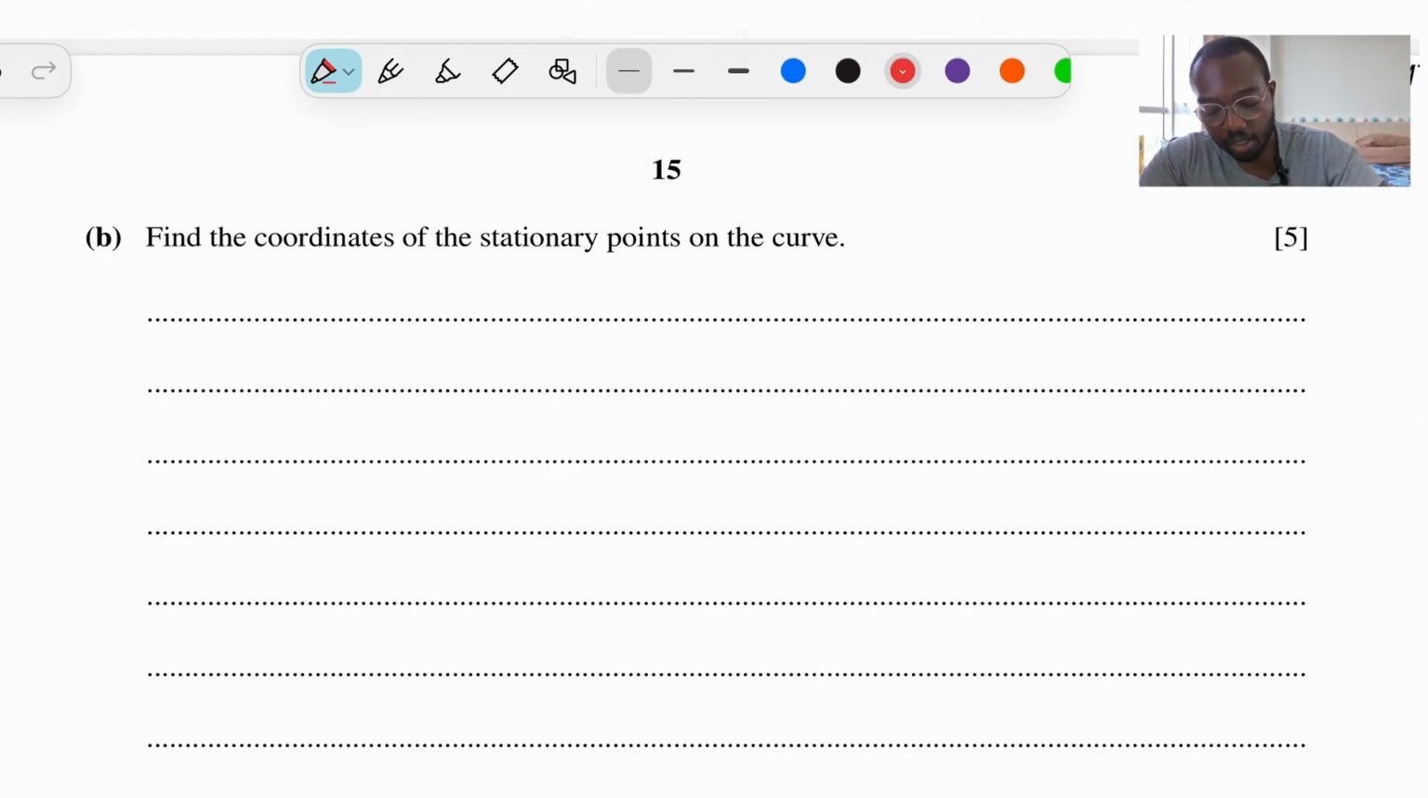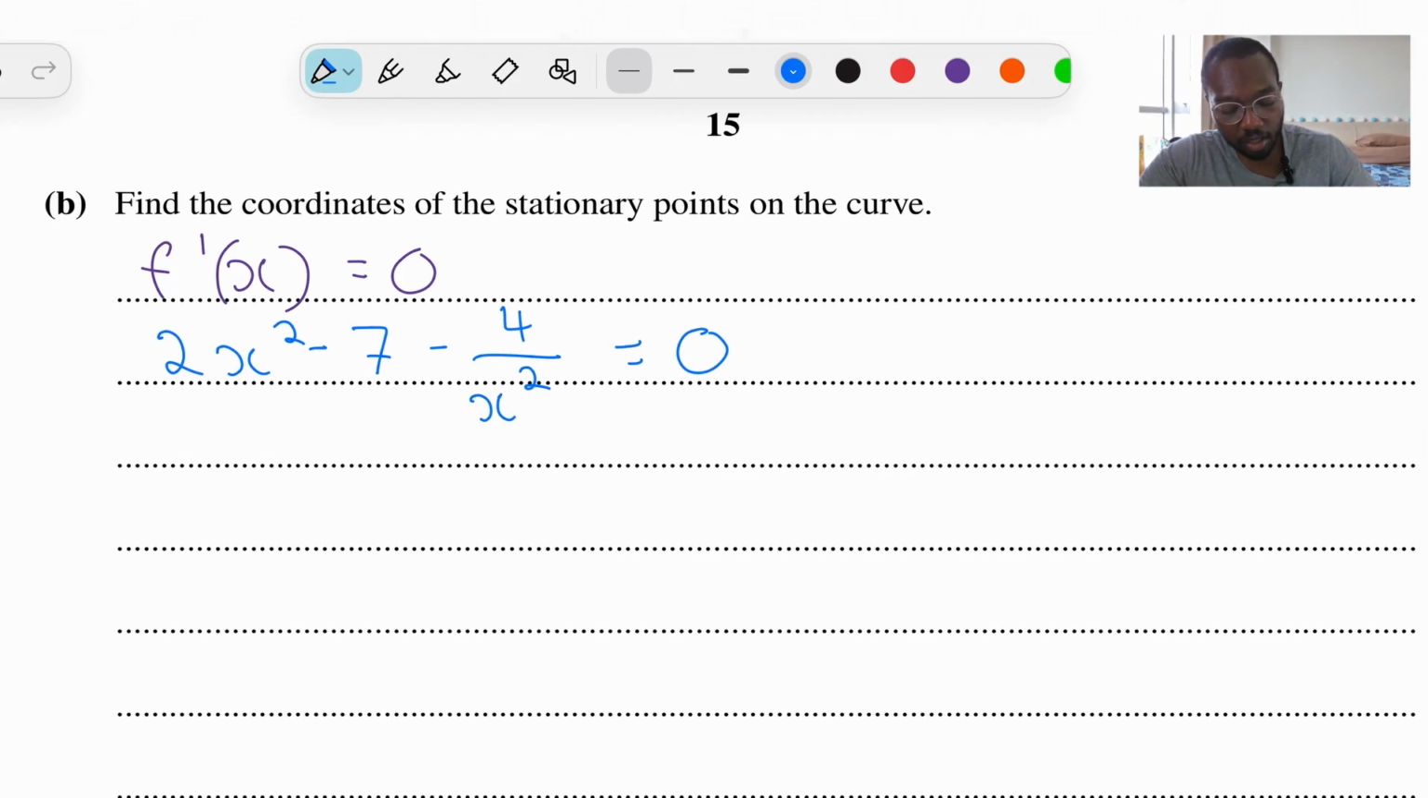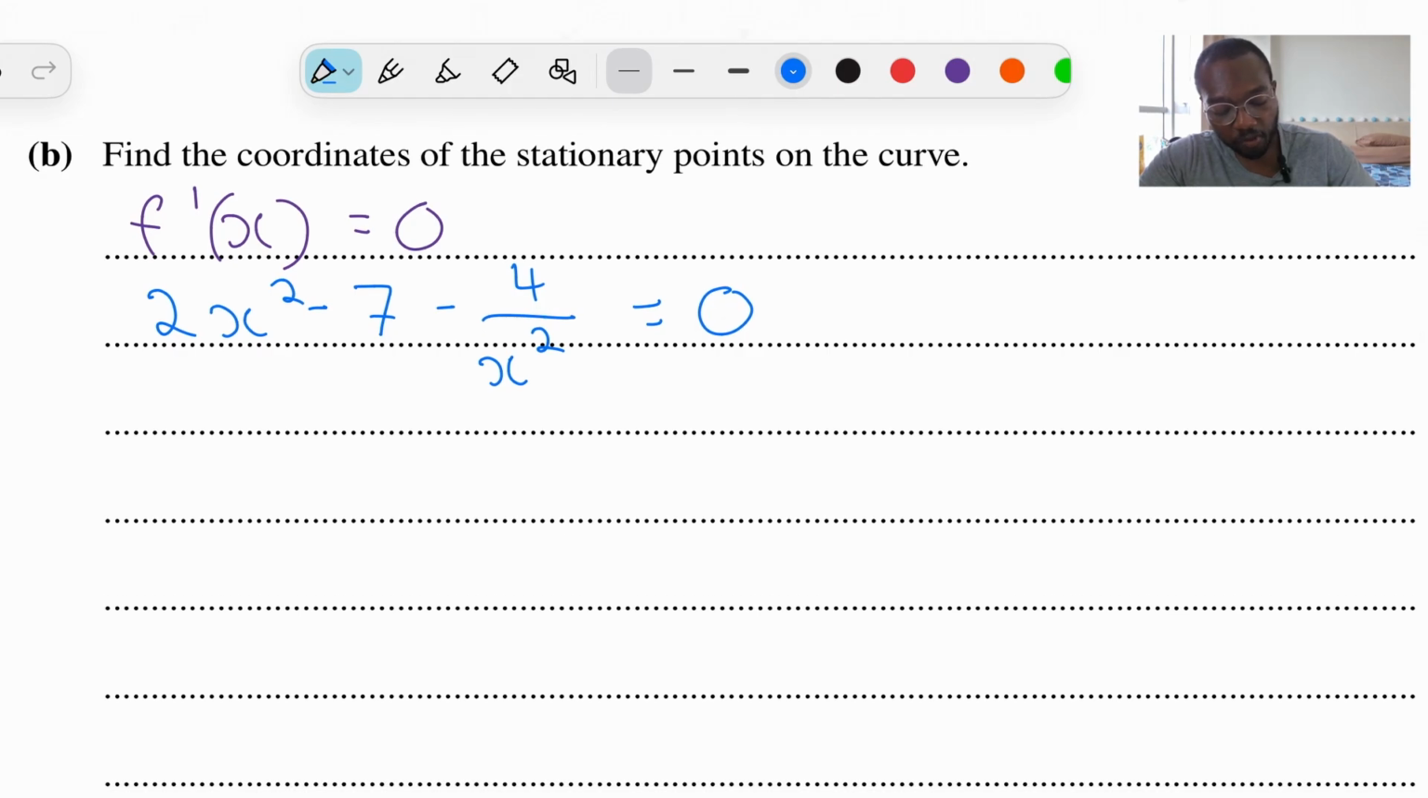So again, to work out the stationary points, that would just be where f dash x is equal to 0. So go back to our question, okay? Well, we know that f dash x was 2x squared minus 7 minus the 4 over x squared, okay? That was what f dash x is. So let's make that equal to 0, and let's just work out what x is. So what I'm doing first is I'm times everything by x squared. So we get 2x to the power of 4 minus 7x squared minus 4. And that is equal to 0.